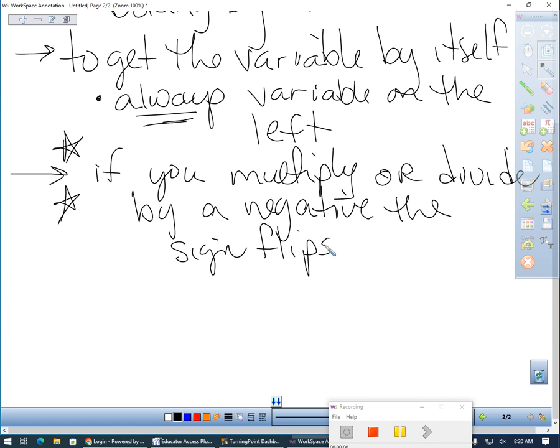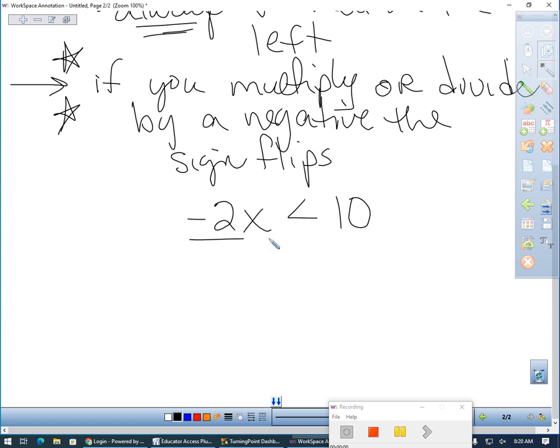So part of this rule I'm going to write right underneath here. Let's say I have negative 2x is less than 10. To get x by itself, we would divide both sides by negative 2. But because I am dividing by a negative, my inequality sign is going to flip the other direction.